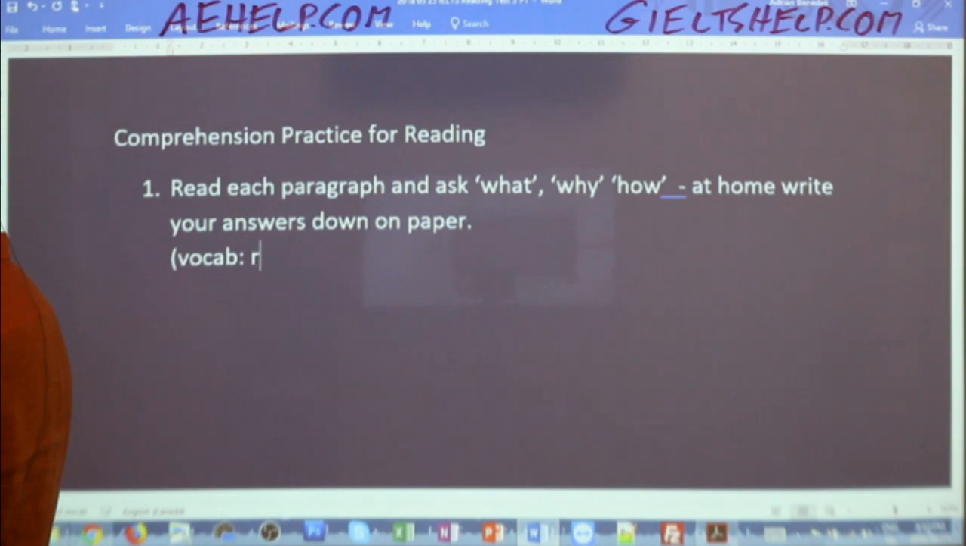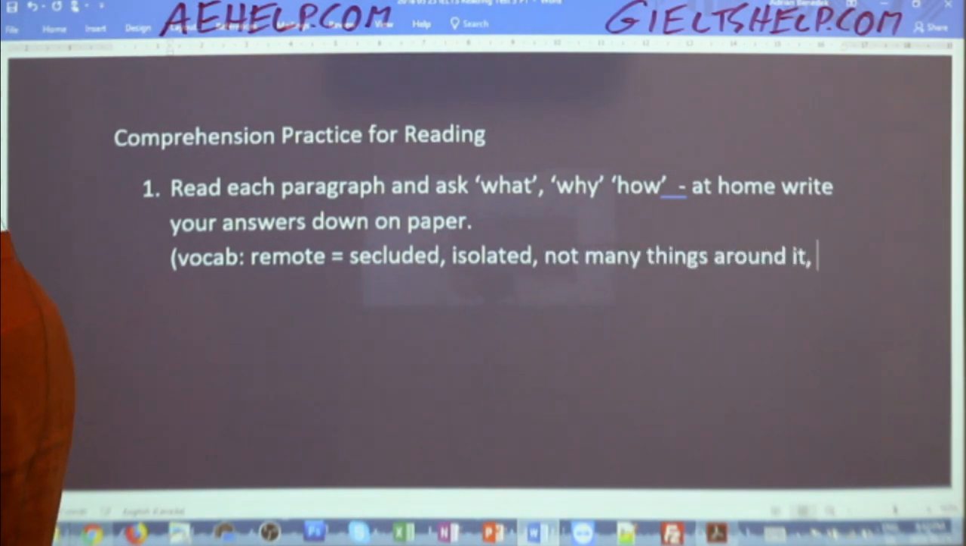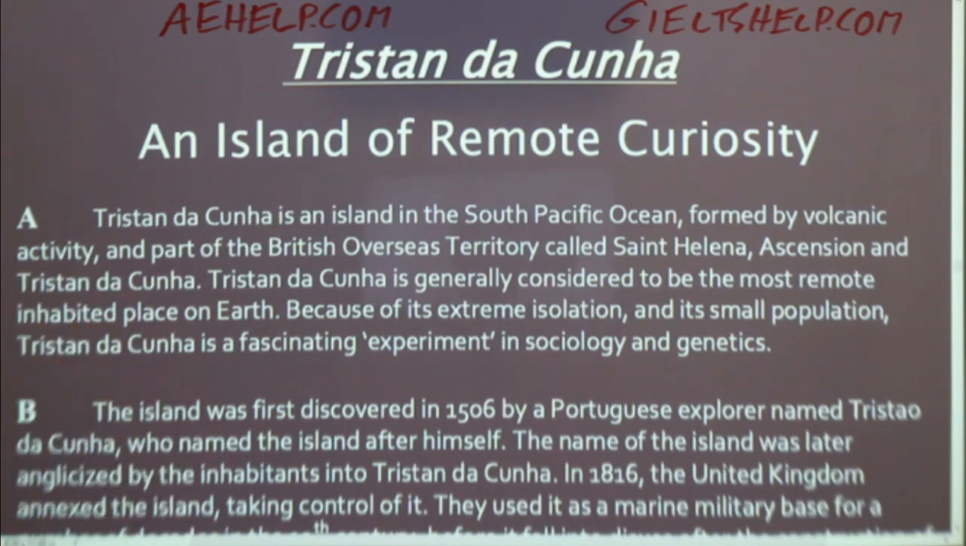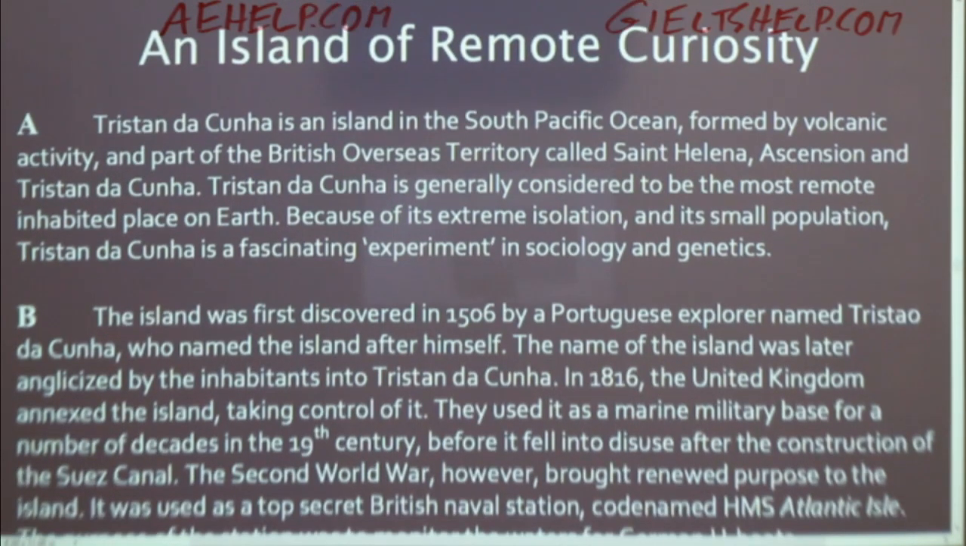Yeah. So remote, just a little vocab here. Remote means secluded is another way to say it. It's almost a perfect synonym. Isolated. Okay? So not a lot of things around it. It's lonely, as one of you said. It's good. Okay, so that's important. Hopefully you understand that. Let's read this first paragraph and let's ask and answer what, why, how for that first paragraph.